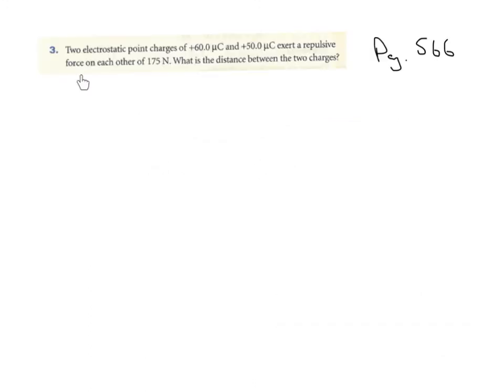A question here using Coulomb's law. Here's a question from page 566 in the book. Go ahead and read the question there. And then let's write out the equation. So ferrets, knit, queens, quilts, right? Okay, so we've got this, and now let's plug in our knowns.